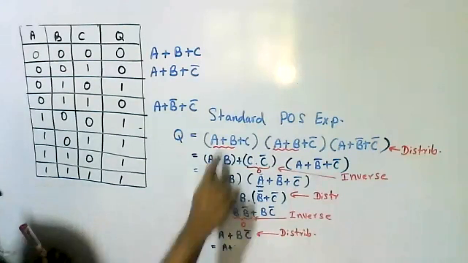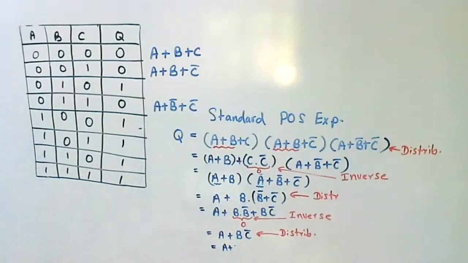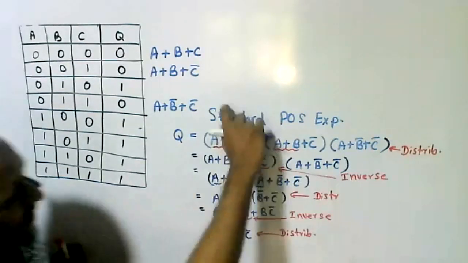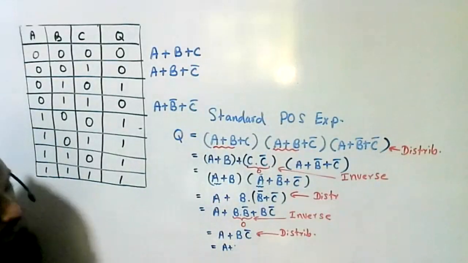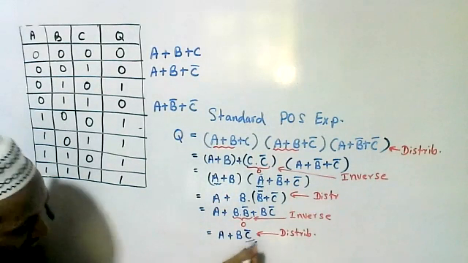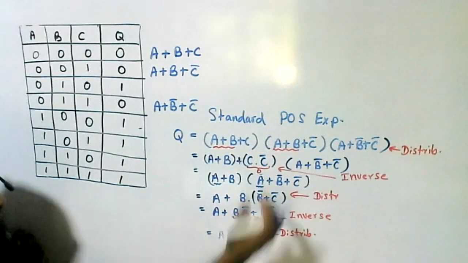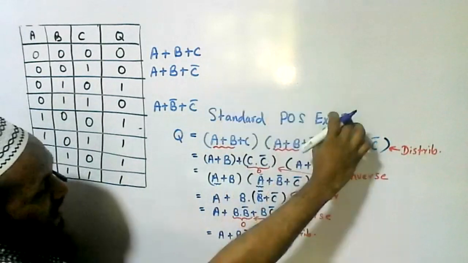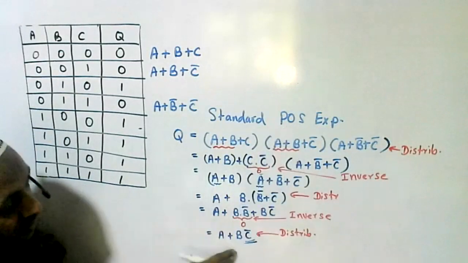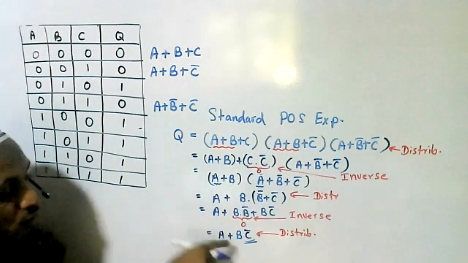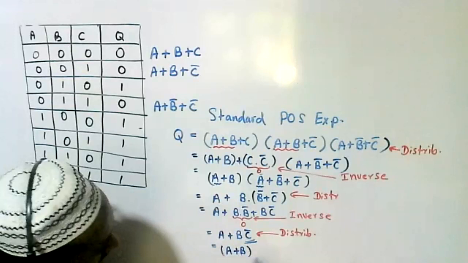It is not wrong, but here we are getting an SOP expression, while we are simplifying a POS expression. So it's better to keep the answer in POS form. This answer is correct, but it is in SOP, sum of products form. But we are simplifying the standard POS expression, so we hope to get a simplified POS expression. This is not a simplified POS expression.